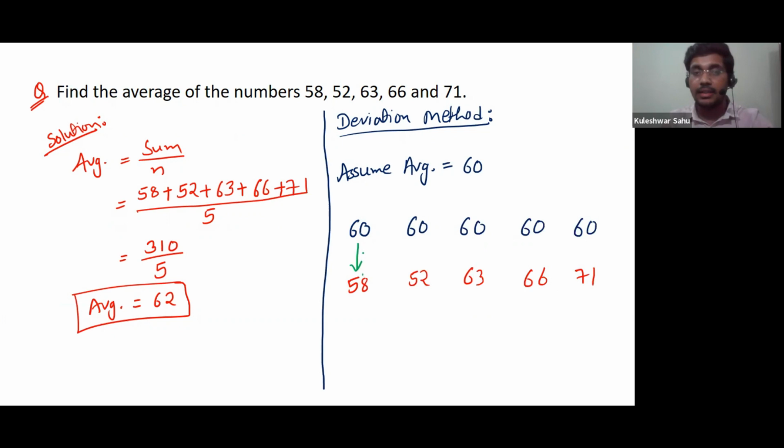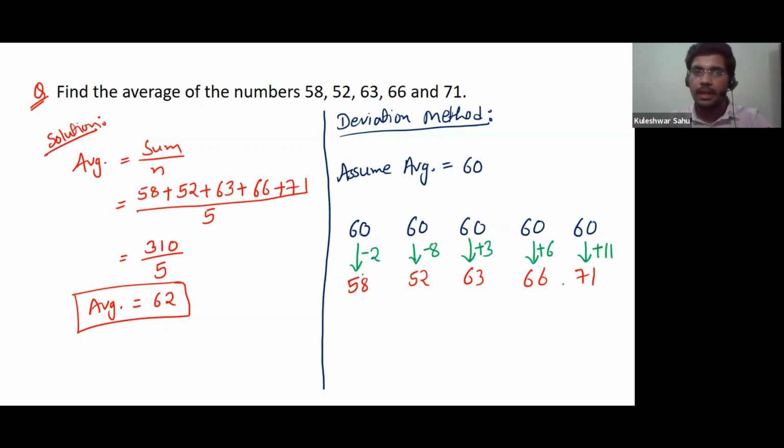60 to 58, the deviation is minus 2. 60 to 52, the deviation is minus 8. 60 to 63, the deviation is plus 3. 60 to 66, the deviation is plus 6. And 60 to 71, the deviation is plus 11.